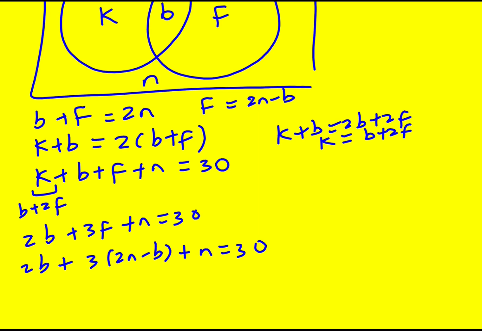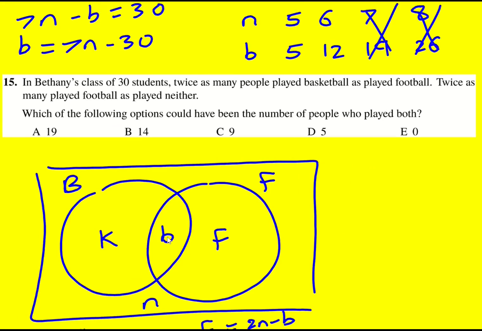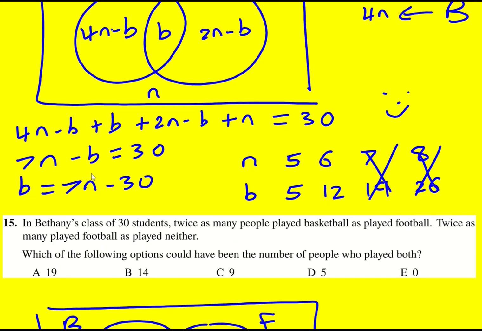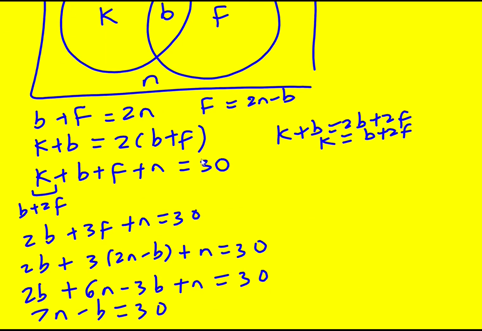And when I did it, I didn't even do it quite as well as this, but I did get to the answer. So 2B plus 6N minus 6B, minus 3B plus N equals 30. And then we're left with 7N minus B equals 30. And from that point on, I'm actually exactly where I was here. So I could make B the subject, 7N minus 30, and go from there.